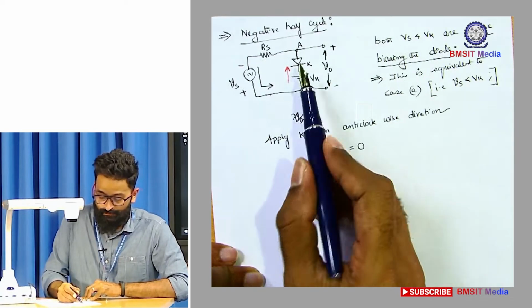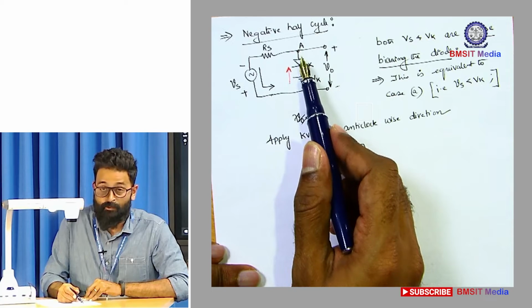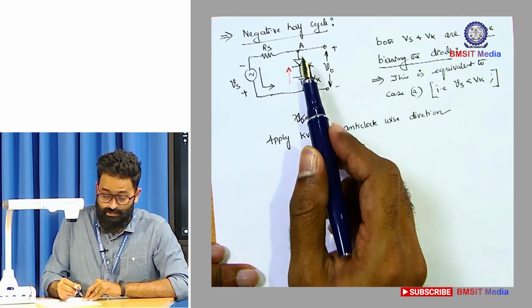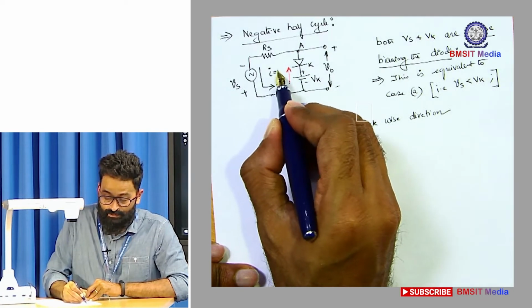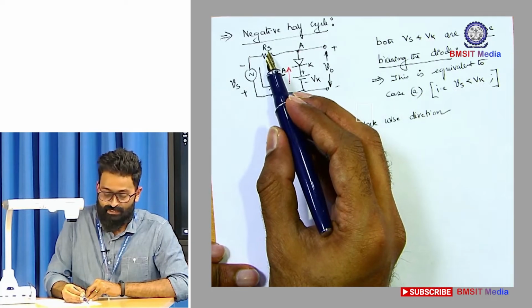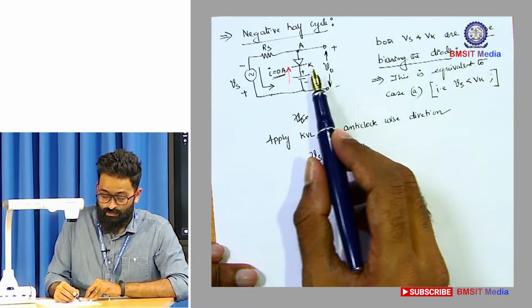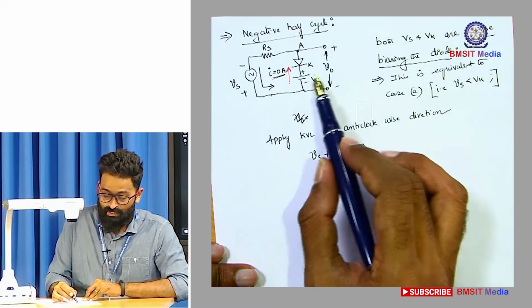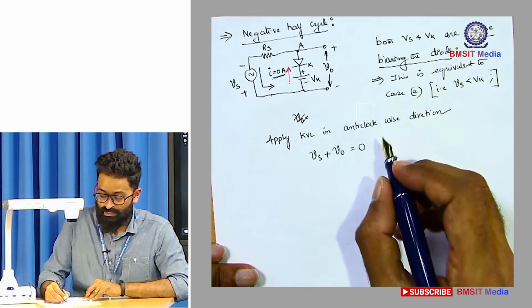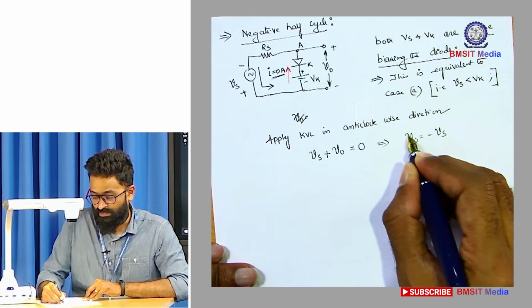So obviously, the diode symbol needs to be replaced with an open circuit equivalent, and current through the circuit becomes 0 amperes, and due to which there won't be any voltage available across Rs. So you can directly write Vs minus plus V0 is equal to 0. That implies V0 is equal to minus Vs.